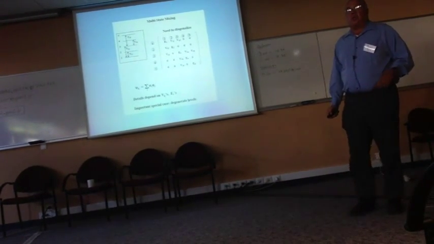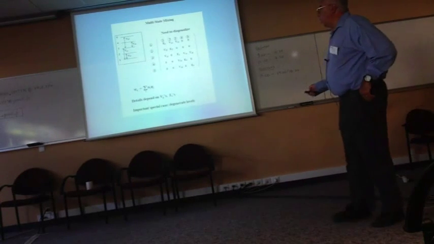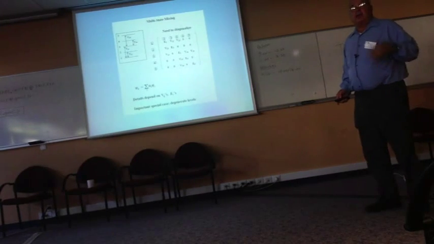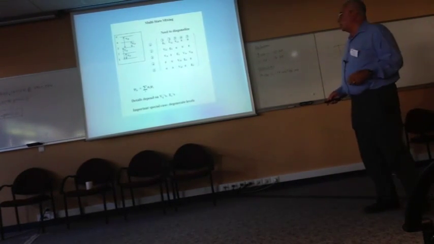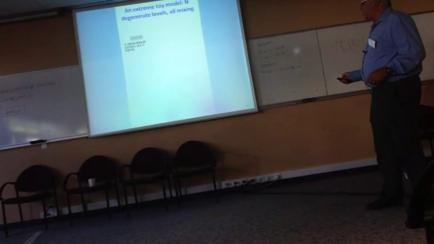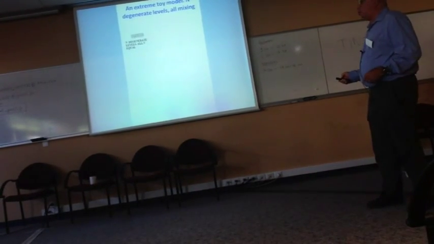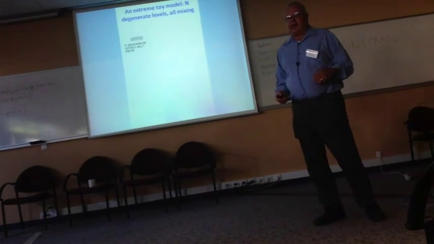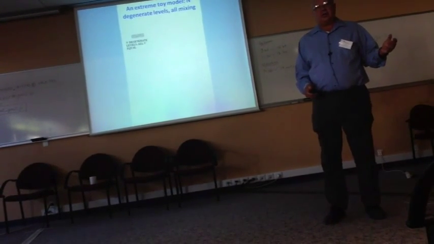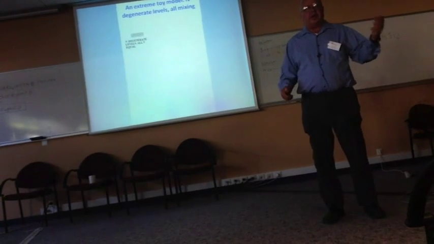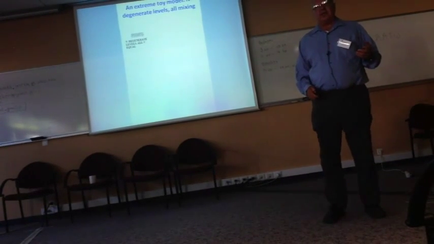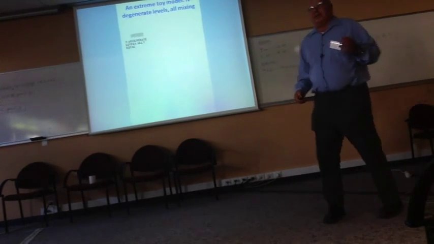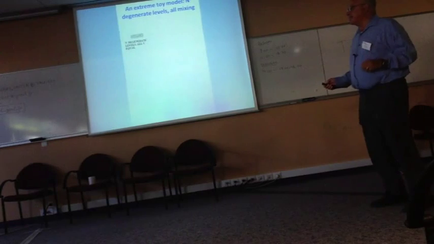I want to discuss one important case where all of these levels are degenerate. That's not a realistic case, but it contains the essence of a lot of physics we'll discuss. This is what I would call an extreme toy model. If you apply it in a realistic case, like for samarium, you would get answers like 10 to the 14th, whereas the real answer is 200, so it's approximate. But it contains the essence of the physics.